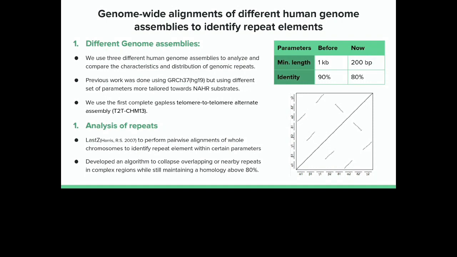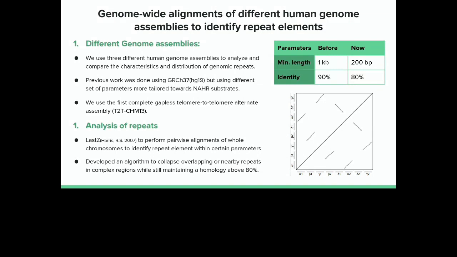But now with further experimental observations, we already know that there are other mechanisms involved in the formation of complex rearrangements that use microhomologies or shorter repeats with less identity. So that's one of the reasons why we're using less stringent parameters, because we want to compare the difference between the previous work done using HG19 and the work that we are doing right now with the new set of parameters.